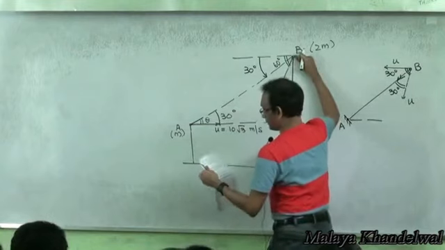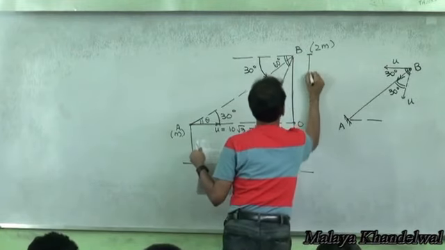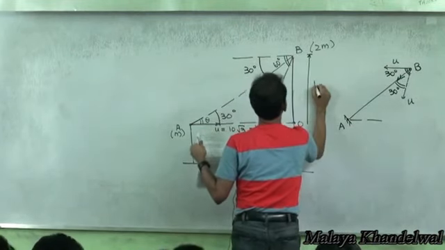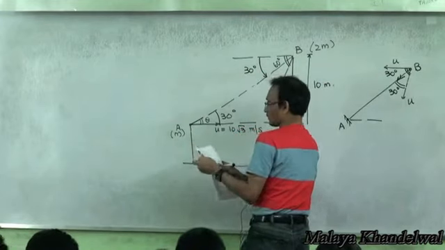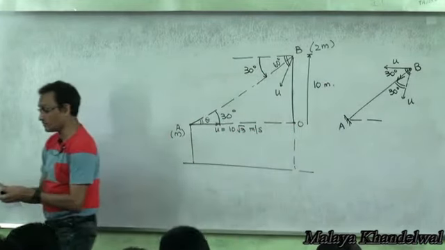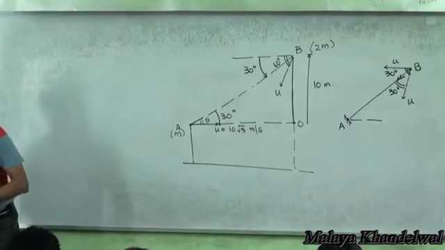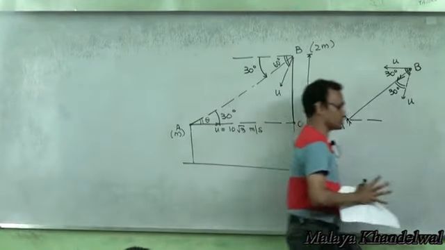Now, if the height of B is 10 meters more than A, we want to be able to find the time taken for the collision. Okay.